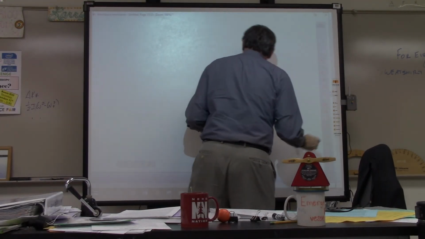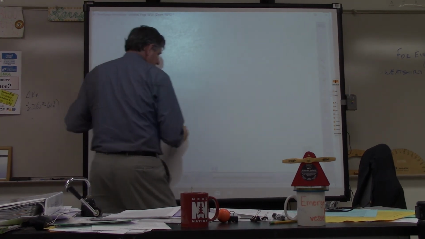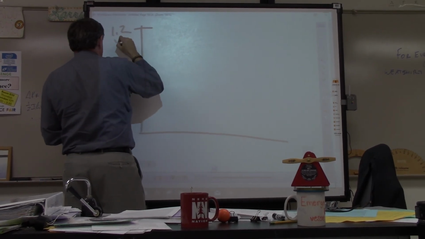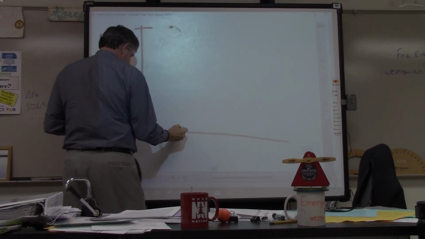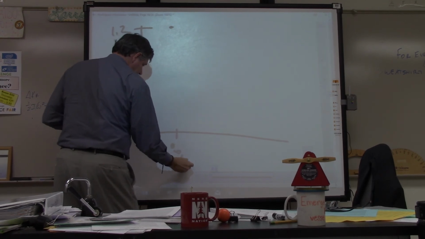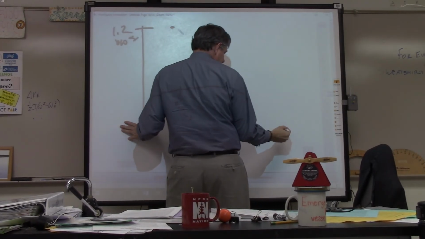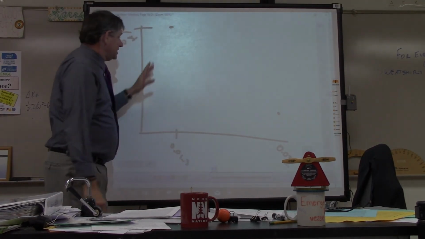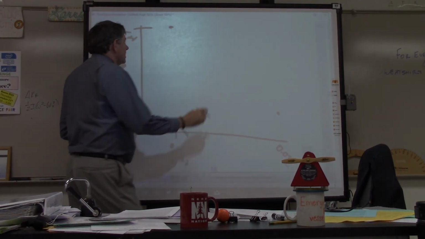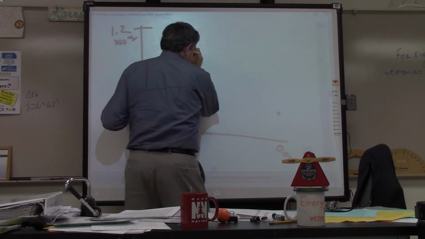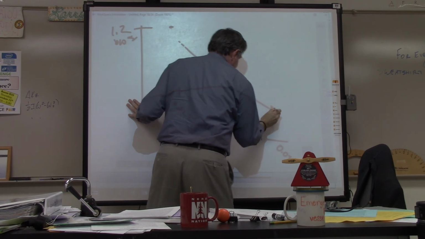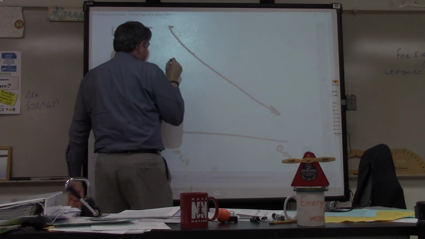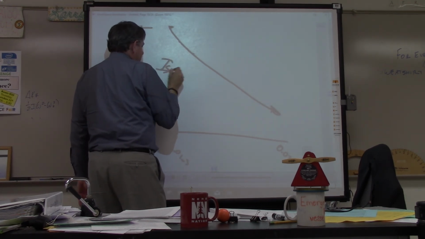Now, I'm going to start over. Same situation. That was 1.2 times 10 to the 5th, and that was 0.01 cubic meters, and then I'm going to end up over here at 0.03 cubic meters, but now I'm going to come down like this. Okay? So now I'm going to have a curved line. So this is what we call isothermal.